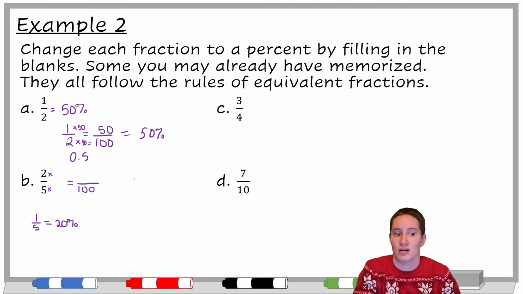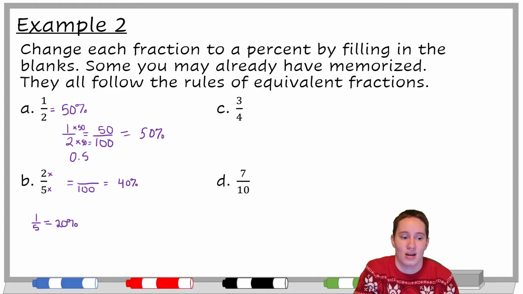It should be 40%. Now, the way to do that, where we're actually using math to do it, with equivalent fractions, is actually a really similar process, just written a different way. 5 times what gives you 100? You'd fill that in with 20. So 2 times 20 is what gives us 40 on top.